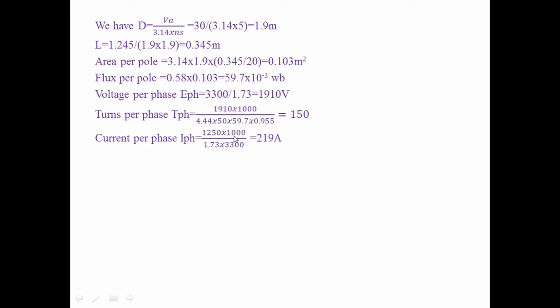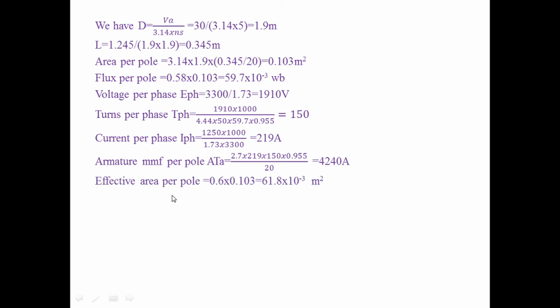So 1250 into 1000, in terms of VA divided by root 3 into voltage. Voltage is 3300, so that is the line voltage. So current per phase, I phase, equal to 219 amps. So armature MMF per pole, we can calculate ATA. We can have the equation 2.7 into 219, so that is I phase into 150, which is T phase into kW divided by P. So we will be getting 4240. If you solve this, armature MMF per pole is given by ATA equal to 4240.